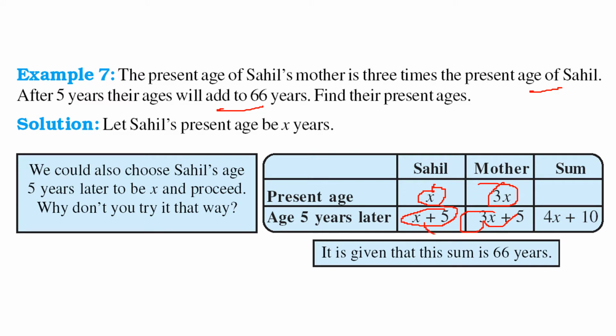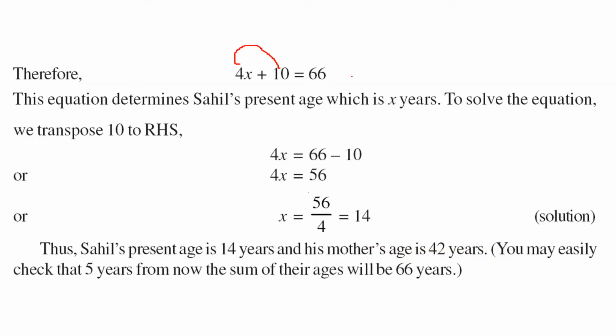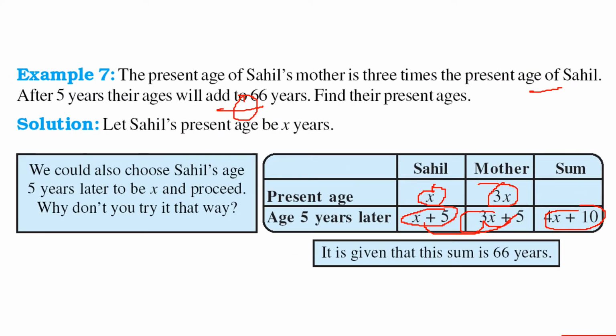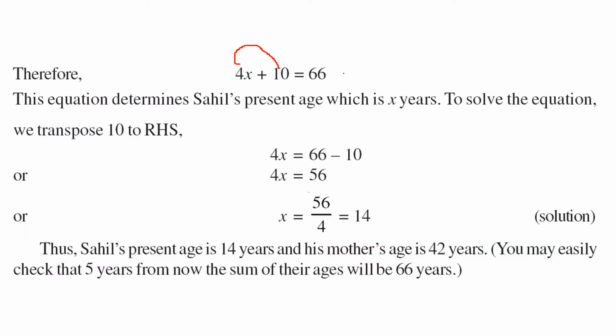Now, when we add x plus 5 and 3x plus 5, after 5 years, when we add the ages of both of these, we get 4x plus 10, right? And this is equal to 66. So this is how we have to do it. So 4x plus 10 is equal to 66. Let me just go through it again. We have added the age of Sahil after 5 years, that is x plus 5, to 3x plus 5, that is the mother's age. We added these two, we get 4x plus 10, which is equivalent to 66. So we equated it to 66.